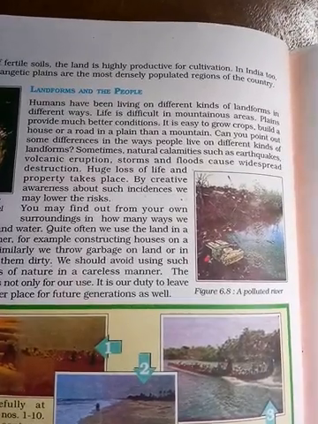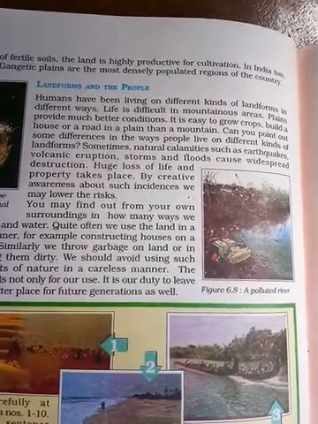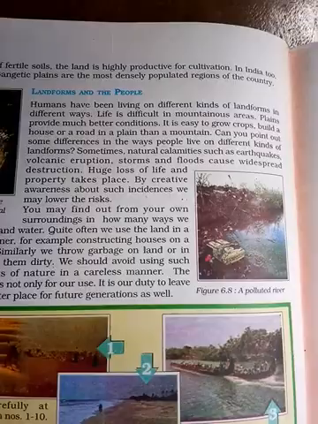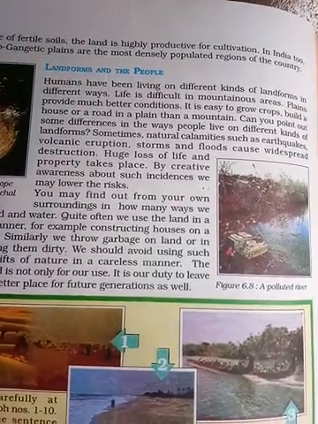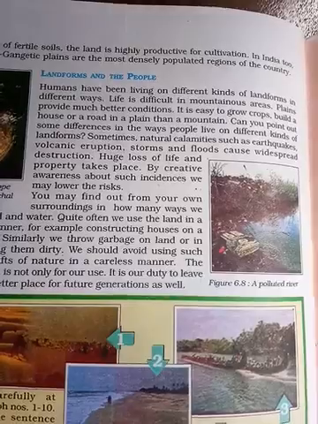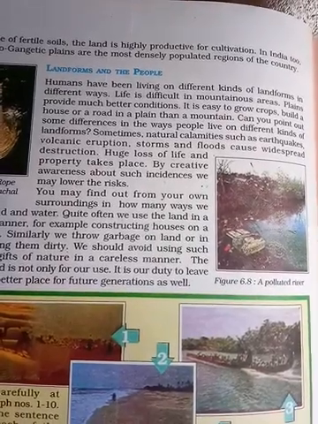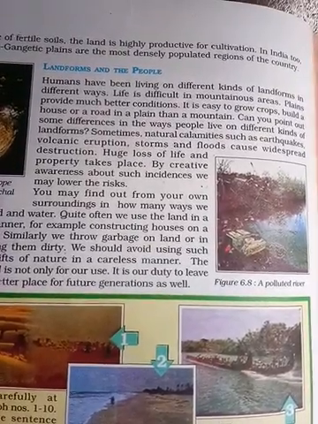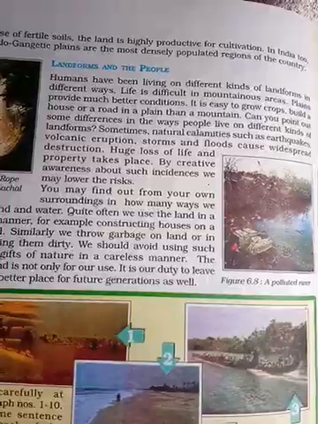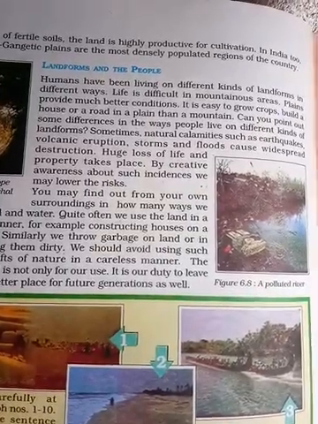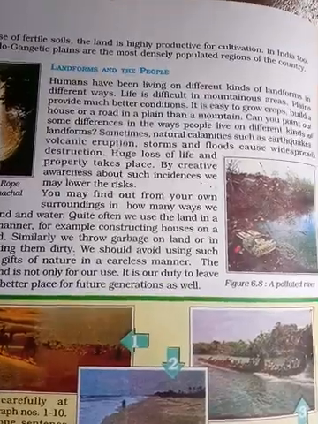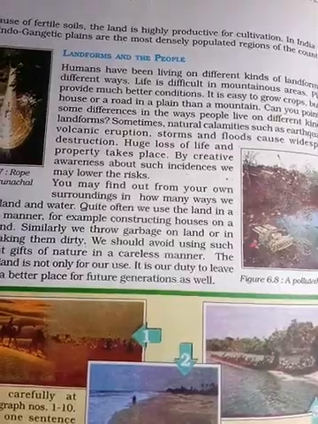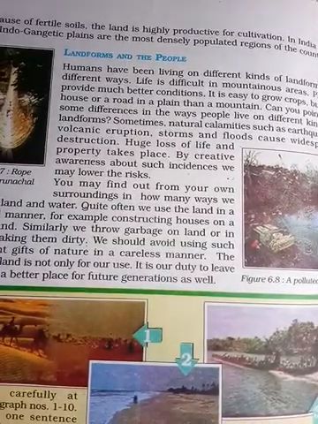Can you point out some differences in the way of life on different kinds of landforms? Some natural calamities such as earthquake, volcanic eruption, storm, and flood cause widespread destruction. Look here. Sometimes, even in plain areas and in mountain areas, if there is an earthquake, flood, storm or volcanic eruption, they demolish everything. They destroy everyone. Huge losses of life and property take place. By creating awareness about such incidents, we can lower the risk.